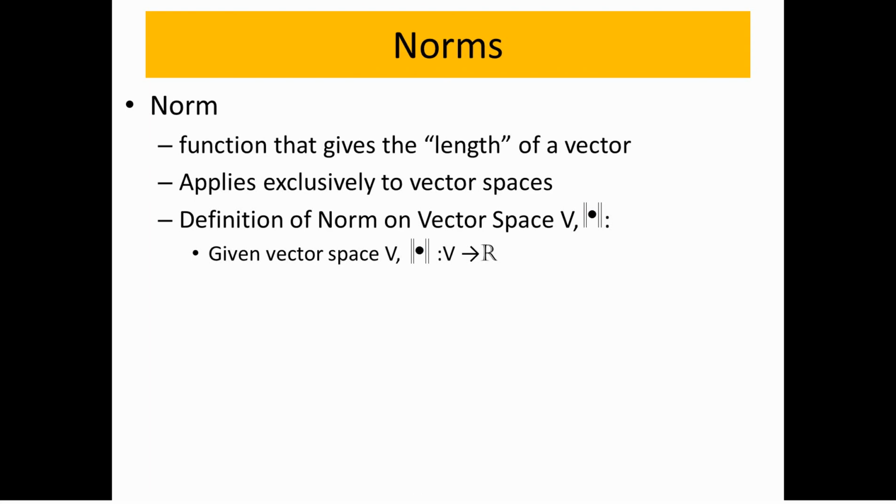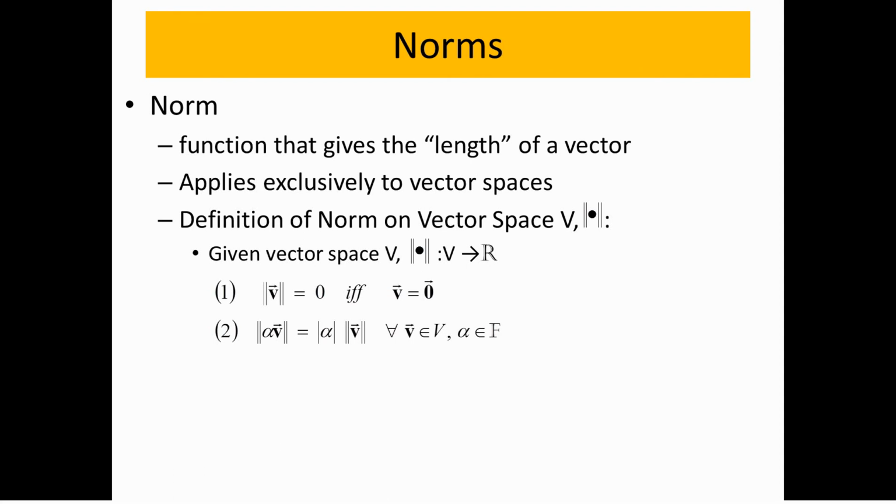But it has to satisfy three properties. First, the norm of a vector can be 0 if and only if the vector is the 0 vector. That's an important fact. Secondly, if we multiply a vector times a scalar, its norm is equal to the absolute value of the scalar times the length of the vector, the norm of the vector. Okay. And this makes sense.